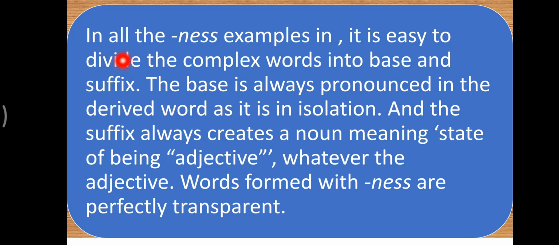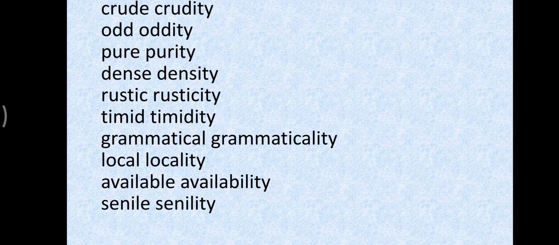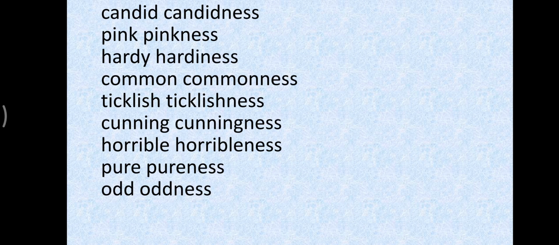Now, in all the ness examples, it is easy to divide the complex words into base and suffix. Where do we have ness? Here we have candidate and candidateness, so we can separate candidate and ness. Ness is separate and candidate is separate. Pink, pinkness, separate and separate. Hard and hardness, separate and separate.